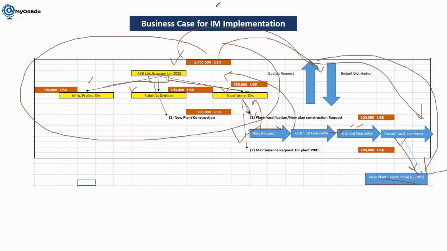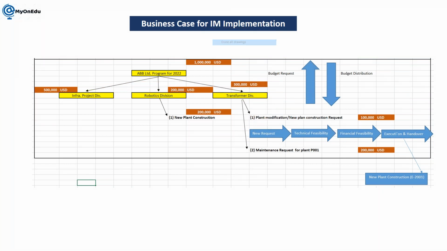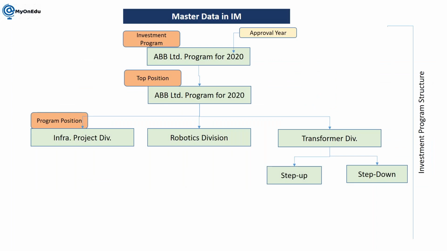Okay, next, same example, how we are going to understand the investment program here. This is the investment program, which has top level positions. The year which is given means it is an approval year only. It doesn't mean that the budget or whatever values you are going to plan here are only available for this year. So don't be confused. It is only approval here.